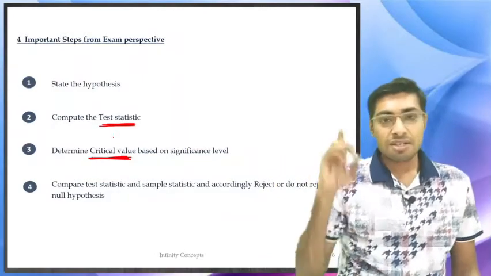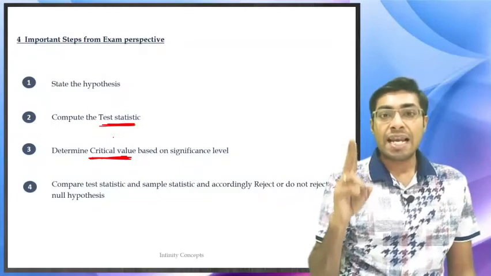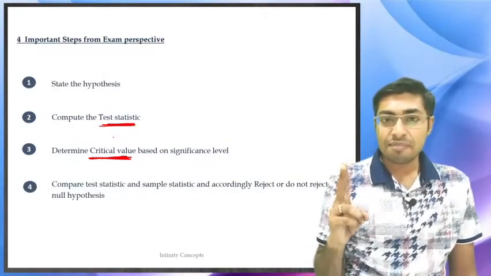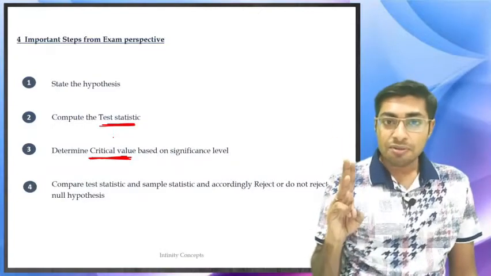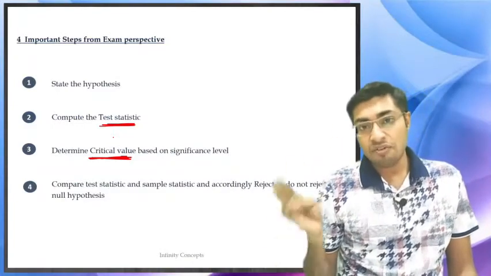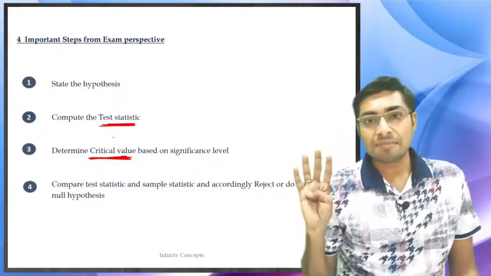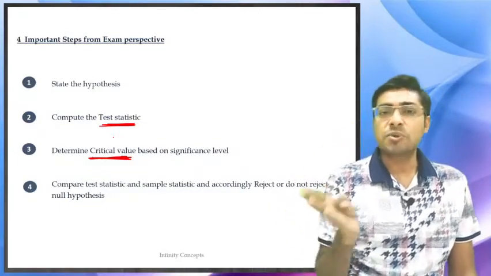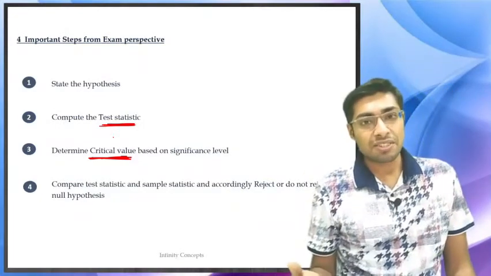So 4 steps: state the hypothesis. Second one, calculate the test statistic. Third one, calculate the critical value based on the significance level and confidence interval. And the fourth one is give out the results. Whatever the result can be, either you reject the null hypothesis or you do not reject the null hypothesis.